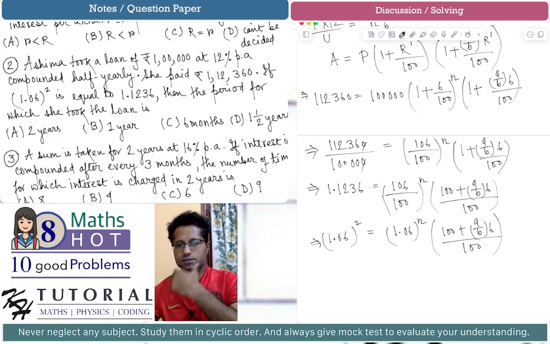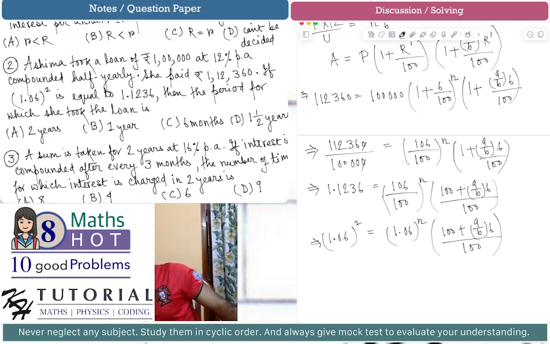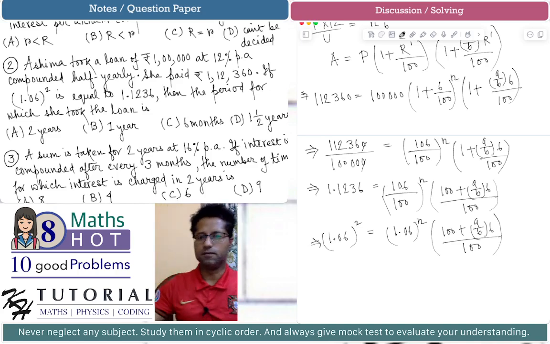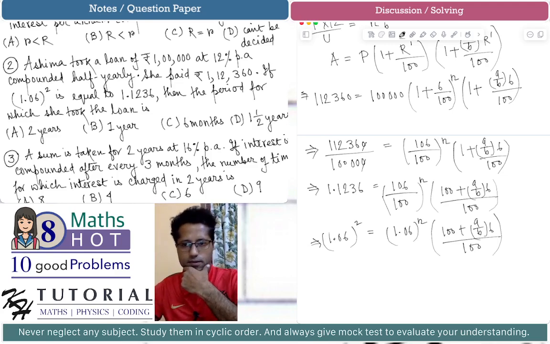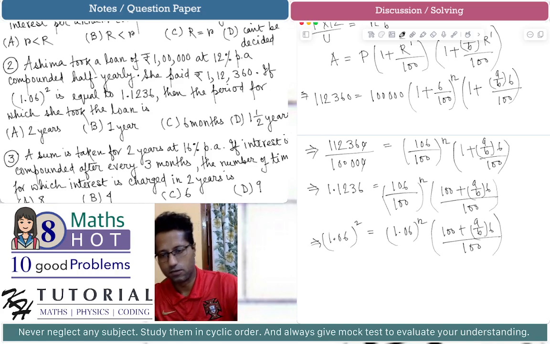Now, clearly one option is that n will be 2 and the fractional part a by b will be 0. This is one choice. And if that is the case, then the period t becomes 2 years. But if we have to check, can n be 1? Now we have to consider all the choices and see which choice fits this equation.